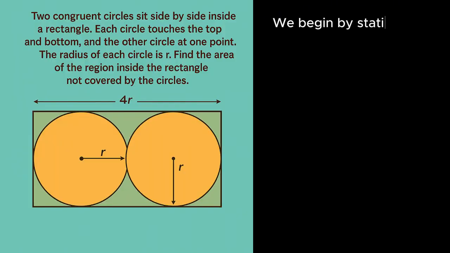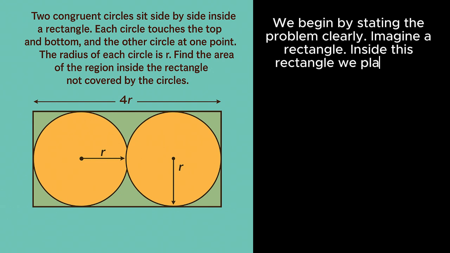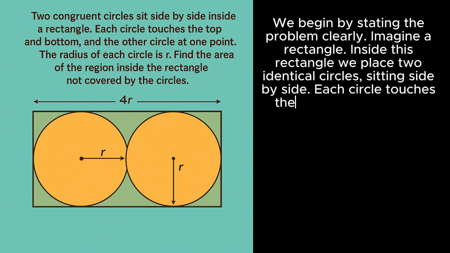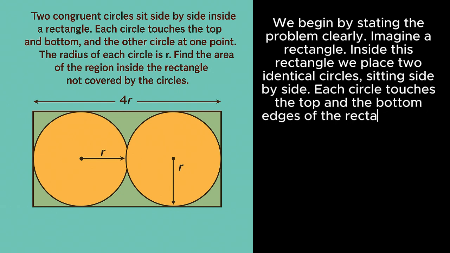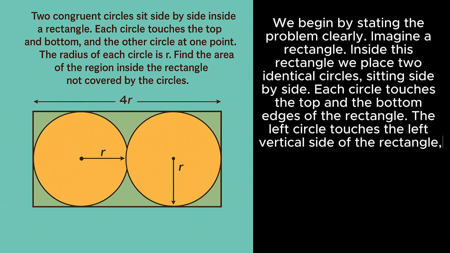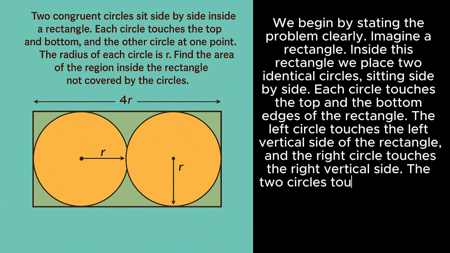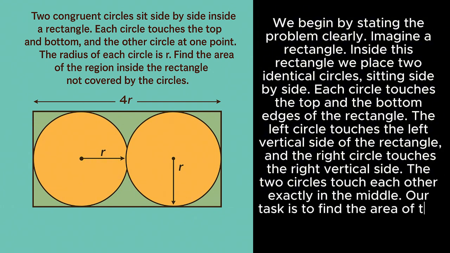We begin by stating the problem clearly. Imagine a rectangle. Inside this rectangle, we place two identical circles sitting side by side. Each circle touches the top and the bottom edges of the rectangle. The left circle touches the left vertical side of the rectangle, and the right circle touches the right vertical side. The two circles touch each other exactly in the middle.